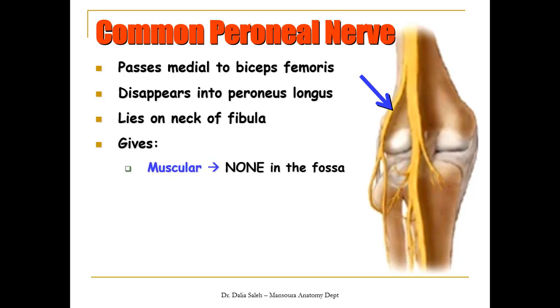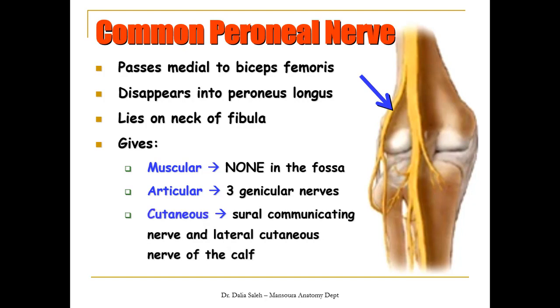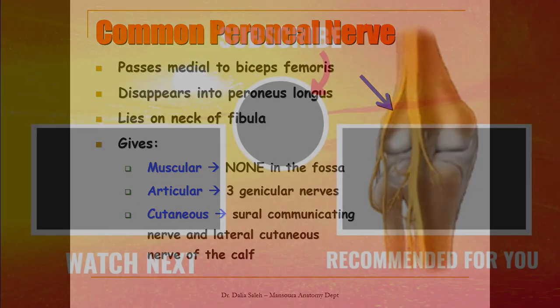It gives no muscular branches inside the popliteal fossa, but later on it gives its muscular branches in the leg. It gives three articular branches, or genicular branches, to the knee joint, namely the upper lateral, the lower lateral, and the recurrent genicular branches. It also gives two cutaneous, or sensory, nerves: the sural communicating nerve that will communicate with the sural nerve, and also the lateral cutaneous nerve of the calf.